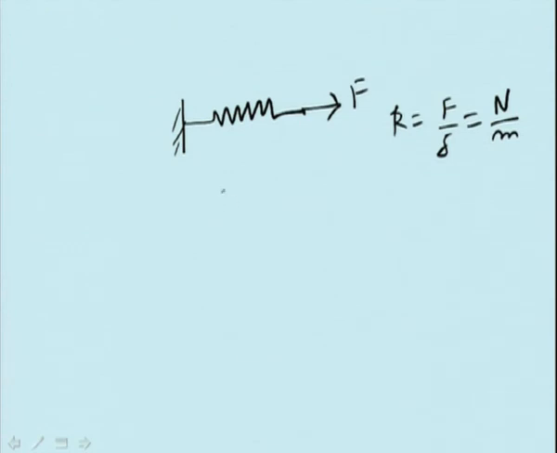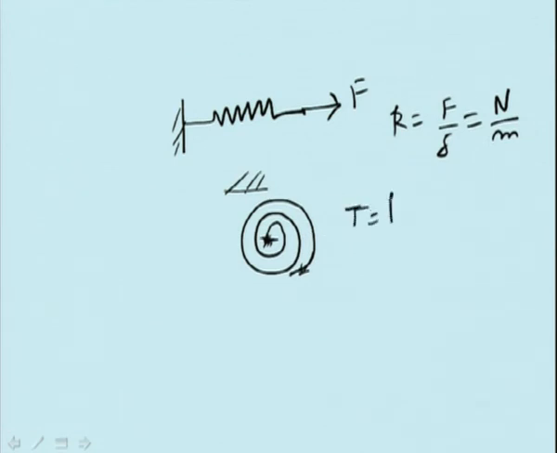In torsional system, suppose you have a torsional spring which can be indicated like this. This is the spring, and suppose I fix it here, and if I apply some torque T here, then the spring gets displaced, there is angular displacement, and we say T is equal to Kt times theta.